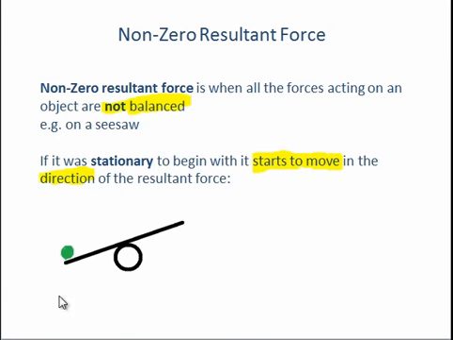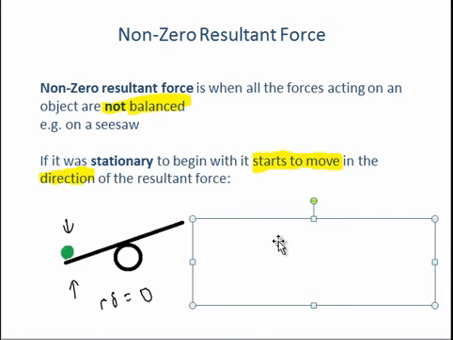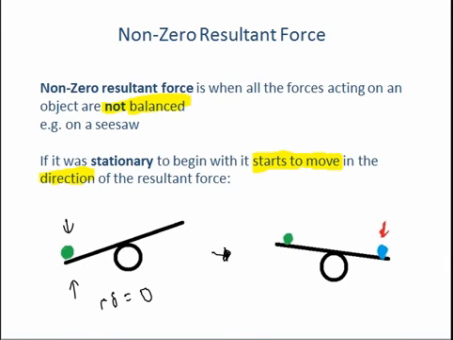Here we have a seesaw which is stationary because it only has one weight, and the weight of the object pushing down is balanced by the force of the ground pushing it back up. So its resultant force is 0. Say we were to put a weight on the other side, it would move down. So the new resultant force, which is the weight of the blue moving down, making the resultant force unbalanced, means that it begins to move in the direction of the new force, which is where I placed this object.